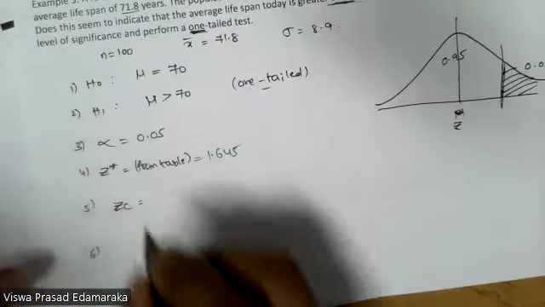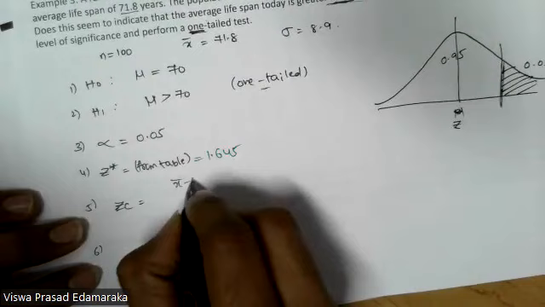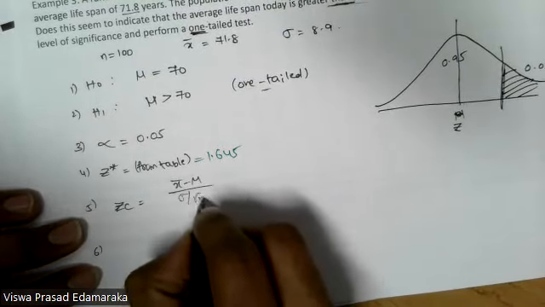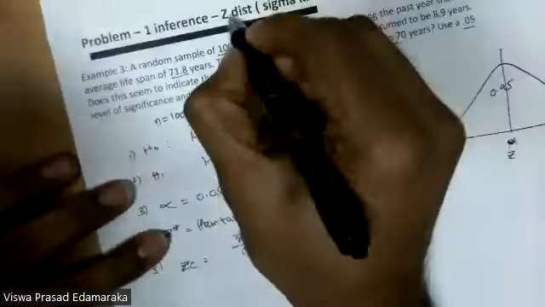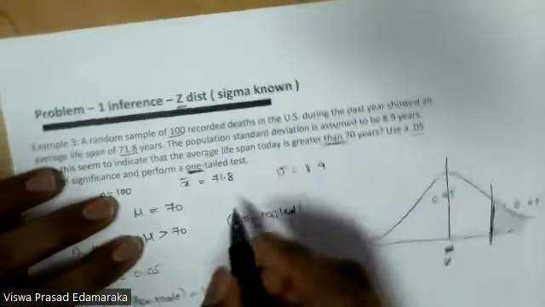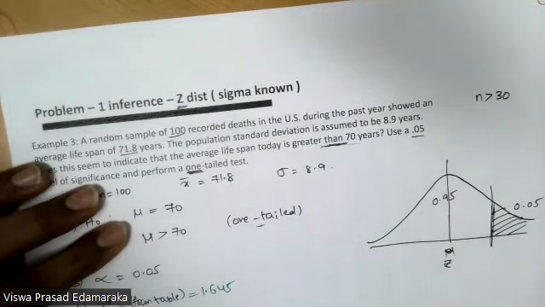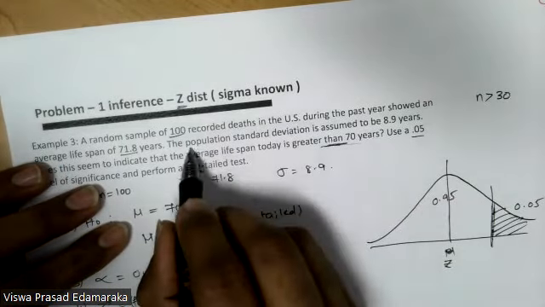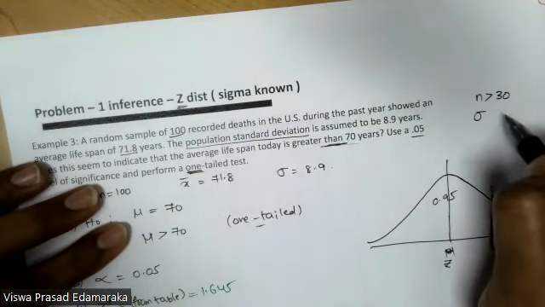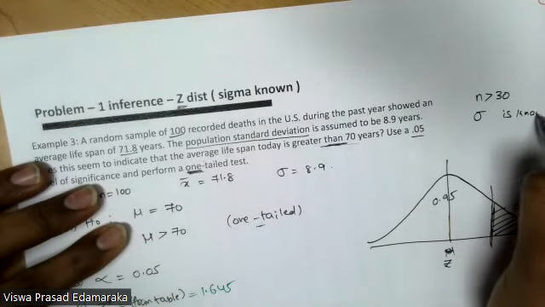And the Z calculated value, as we know, is the difference in means divided by the standard error. Now one more thing, how do we know that this is a Z distribution? Here we know the sample size is greater than 30, and we know the population standard deviation. Sigma is known. That's why we go with the Z distribution.